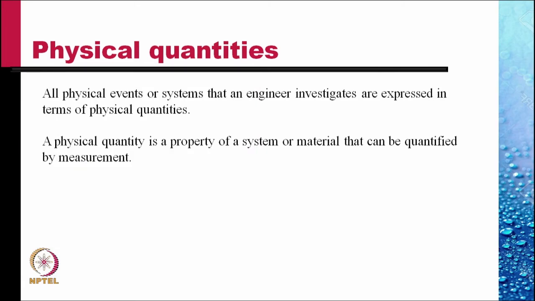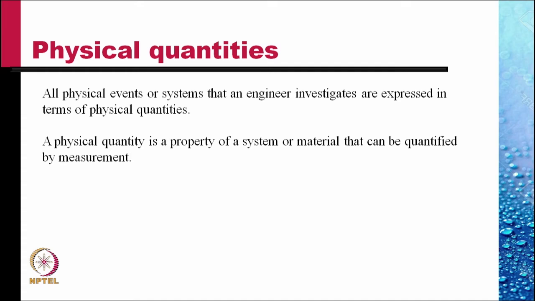Before we develop the rules for modeling, let us understand a few things about physical quantities. All physical events or systems that an engineer investigates are expressed in terms of physical quantities. A physical quantity is the property of a system or material that can be quantified by measurement. It is usually expressed as a number and a unit. A unit is a standard that has been established beforehand. For example, we measure lengths in terms of meters. How many meters does a length equal to?